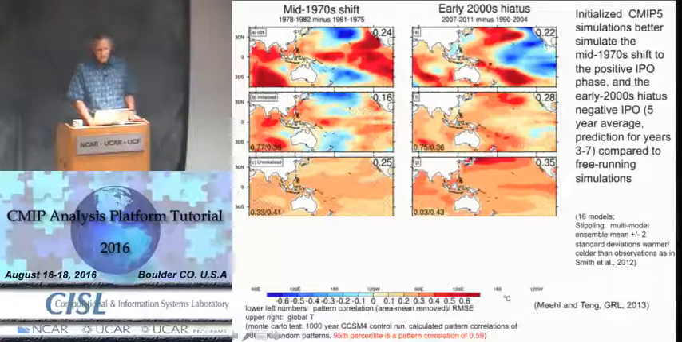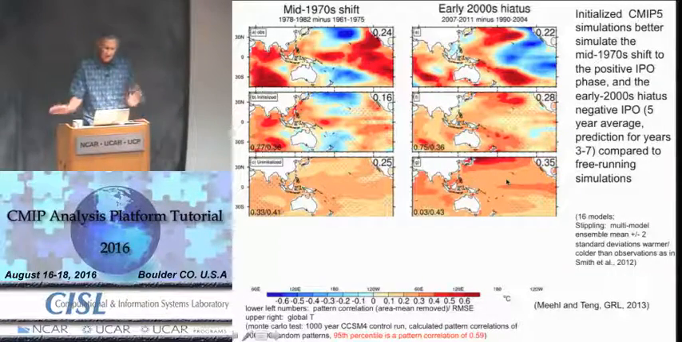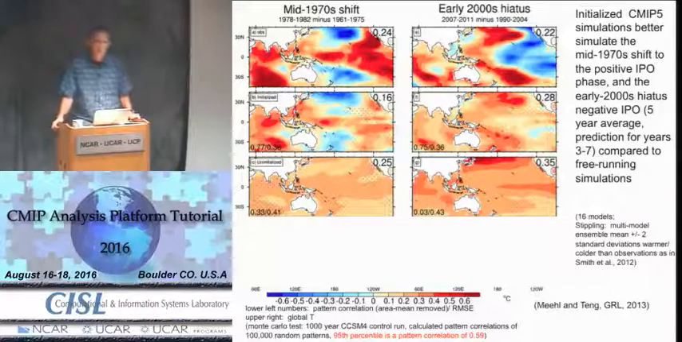The early 2000s hiatus or slowdown: this is the observations looking at the period 2007 to 2011 minus the previous 15 years, and we're going to look at the prediction initialized in 2005. So you get this negative phase of the IPO. These temperatures are somewhat cooler than normal. And these are the initialized predictions for the same time period. It's not as strong as the observations, but it's definitely getting a little bit of cooling, and the warming is definitely less. So you're getting an enhanced gradient across the equatorial Pacific. The uninitialized models for the same time period are showing warming everywhere, if anything more warming in the east compared to the west. So these are the things that people have been looking at from these initialized predictions.